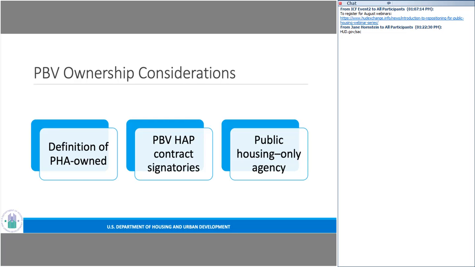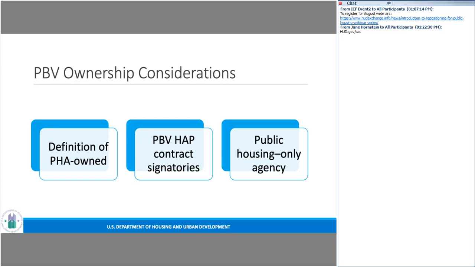Will gave an example with the, I think it was Pike County was a contract administrator, and they had set up a single asset entity to own one of their PBV properties. That's an option if you're a voucher agency. You can set up a single asset entity, for example, to own the project and then sign it as a contract administrator, the voucher agency, and then the single asset entity would sign as the owner.